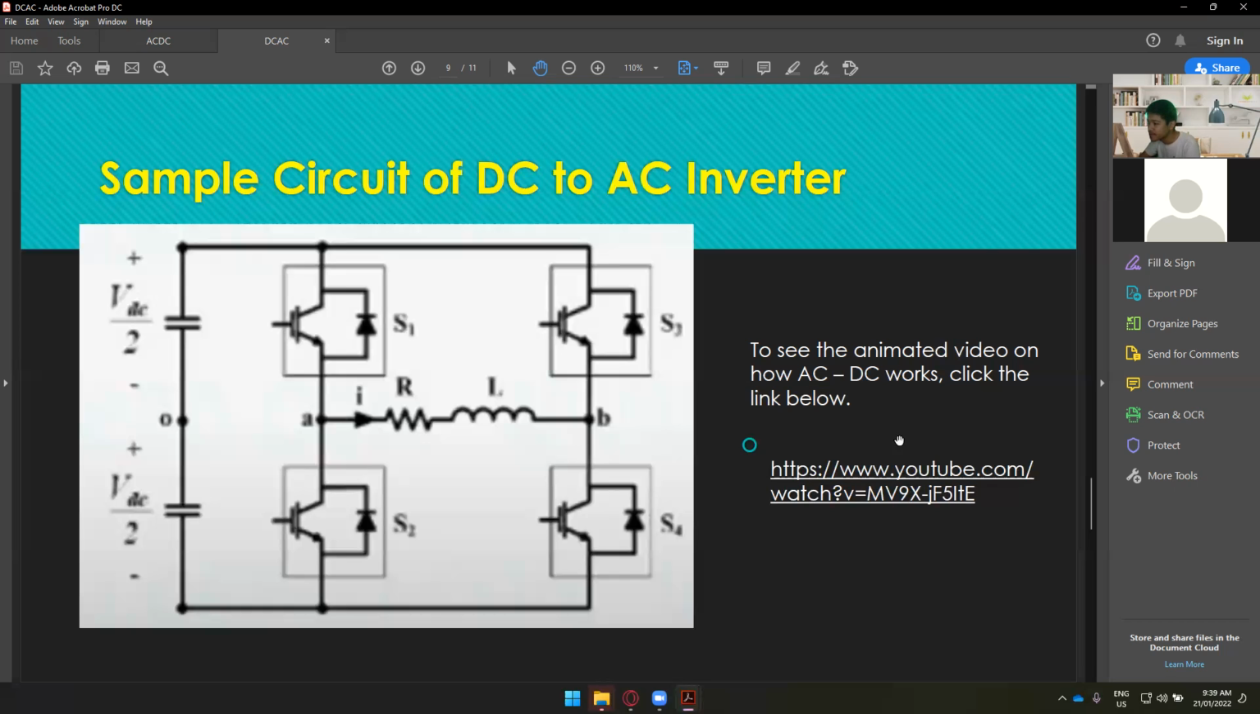Let me just check real quick. I don't know if this is a typo. Supposedly this one is DC to AC, since we are in DC to AC. DC to AC converter.